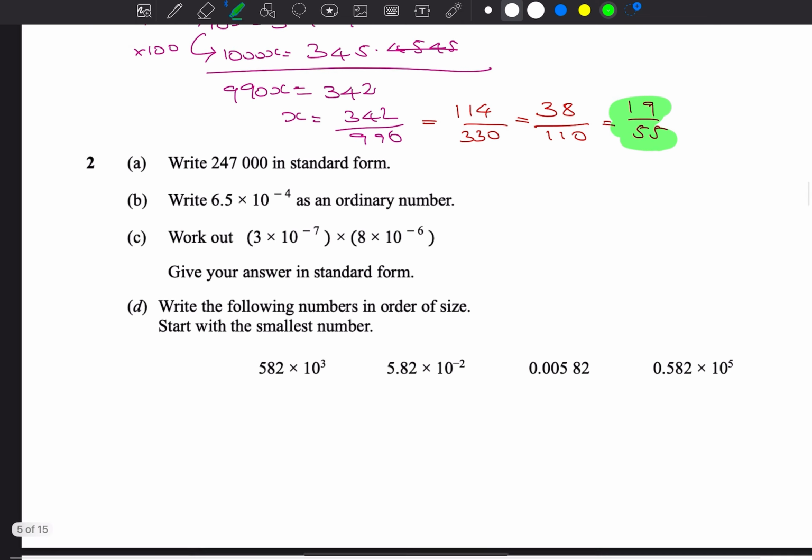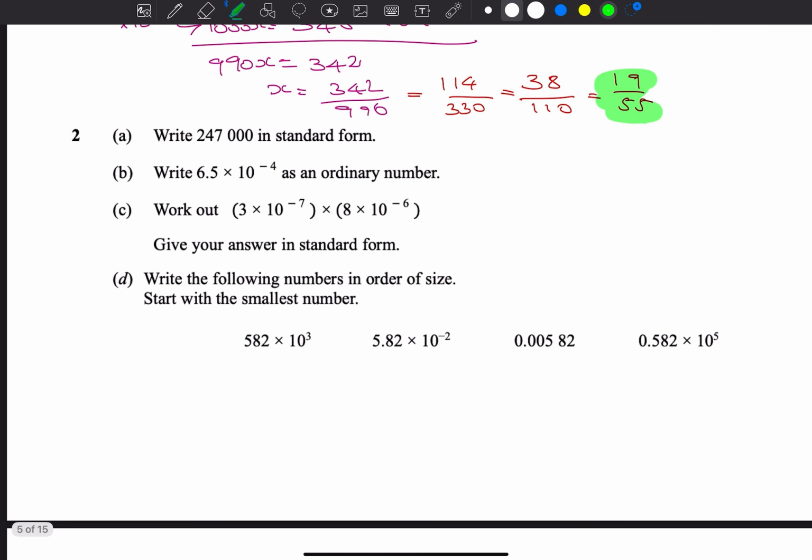Next one. Write down 247,000 as a standard form. That's fine. The number must be between 1 and 10, which is 2.47 times 10 to the power. If I put a decimal here, 1, 2, 3, 4, 5, 10 to the power positive 5. If you want to write down 6.5 times 10 to the minus 4, it means you move left. 1, 2, 3, 4. Decimal here, gap here, 0, 0, 0, and a 0 from the front. So 0.00065.